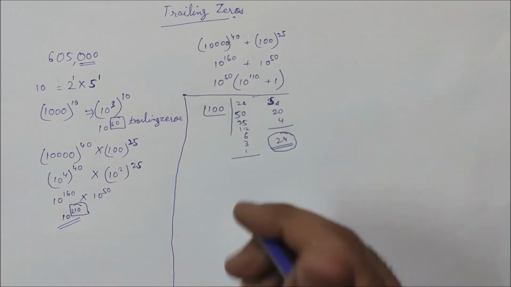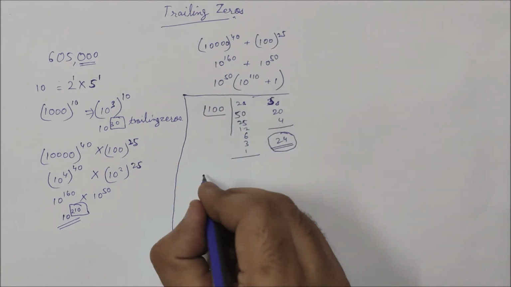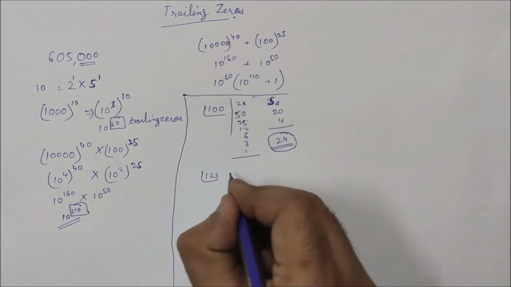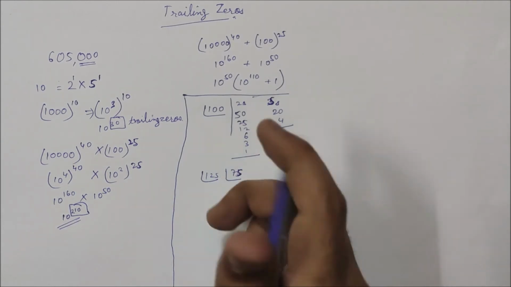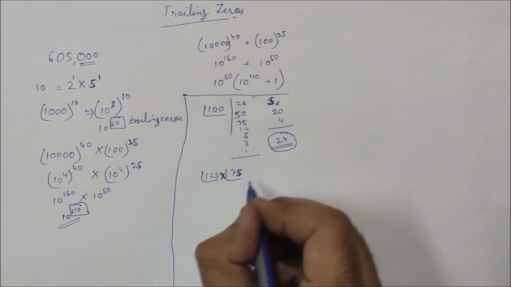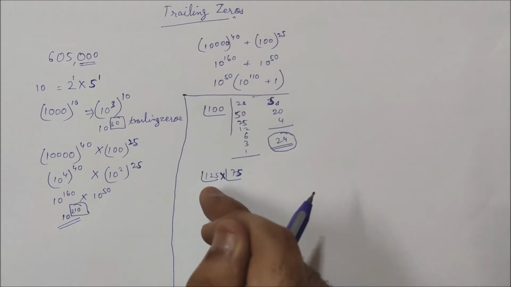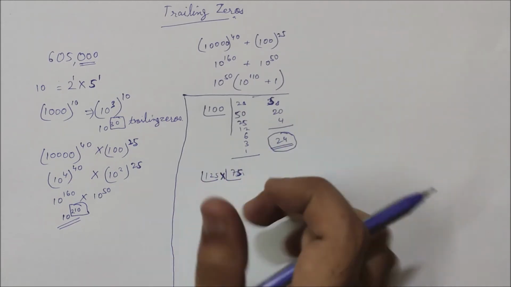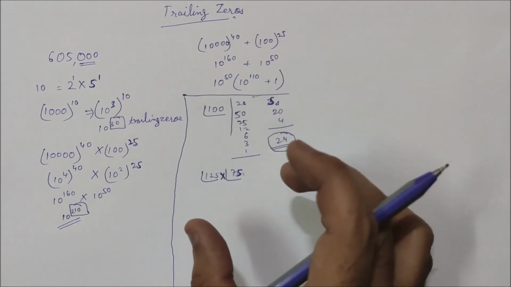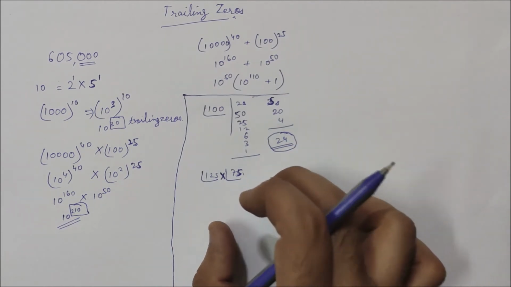Now let us look at how to calculate the number of trailing zeros in a product of factorials. Let's say I have 125 factorial multiplied by 75 factorial. I need to calculate the trailing zeros of this number. So I need to calculate the number of trailing zeros that come from this factorial, then the number of trailing zeros that come from this factorial, and then I'll do the addition. Since it's a product, I can add the powers to get the total number of trailing zeros present in this expression. Let's do it.